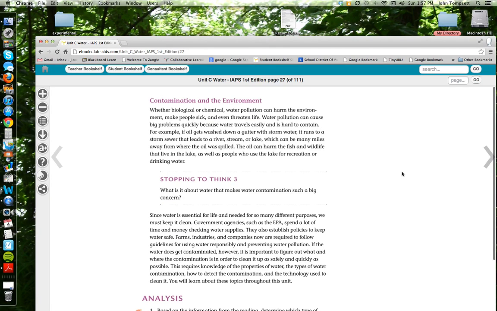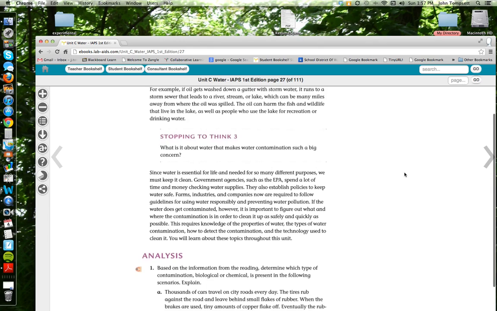If the water does get contaminated, however, it is important to figure out what and where the contamination is in order to clean it up as safely and quickly as possible. This requires knowledge of the properties of water, the types of water contamination, how to detect the contamination, and the technology used to clean it. You will learn about these topics throughout this unit.